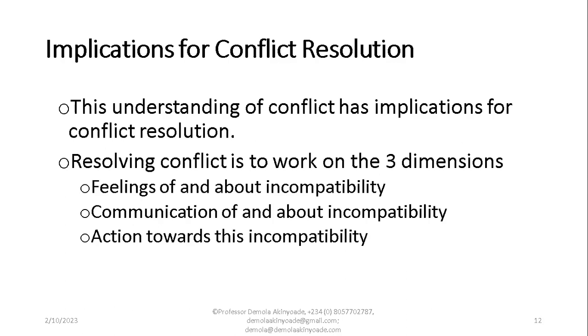Do they have a very negative association with conflict? We want them to know, we want to change that. We want to work also on their perception of the incompatibility. Are they seeing the incompatibility as totally mutually exclusive? As in, once this person has it, I cannot have it. Sometimes the things people cast as mutually exclusive are not usually like that.